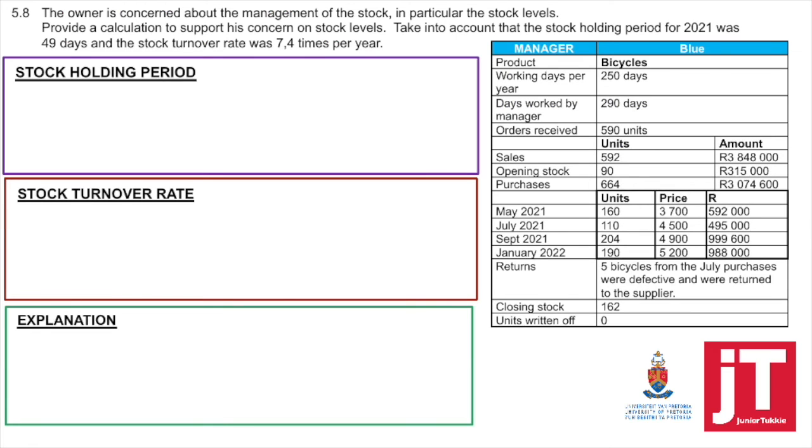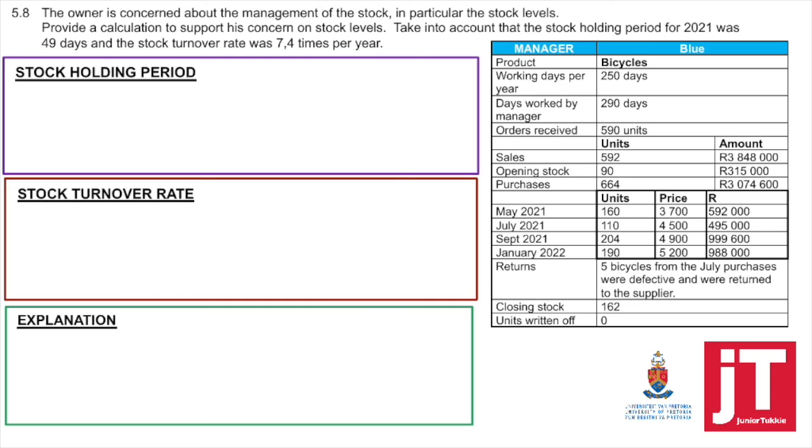Question 5.8. The owner is concerned about the management of stock, in particular the stock levels. Provide a calculation to support his concern on stock levels. Take into account that the stock holding period for 2021 was 49 days and the stock turnover rate was 7.4 times per year. This means we need to calculate now the stock holding period and the stock turnover rate.